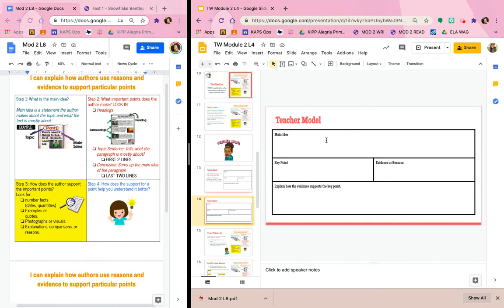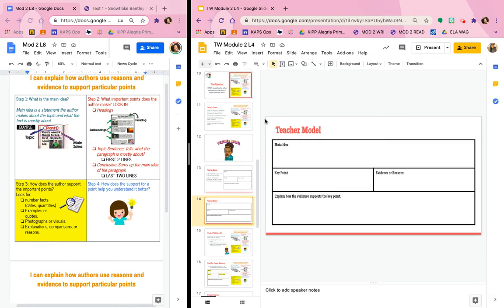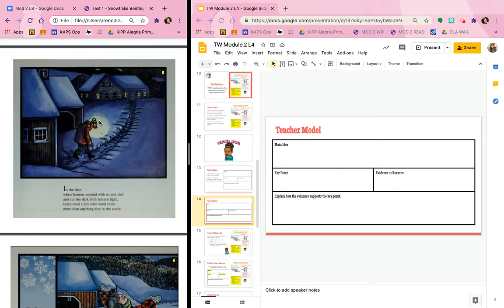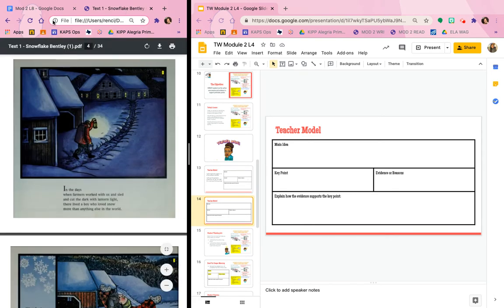I have my teacher model graphic organizer. What I do for my model is the same exact thing that you guys are going to do for your student practice. And also, I have pages 1, 2, and 3, which is what I'm going to use to model and fill out my anchor chart and my graphic organizer.